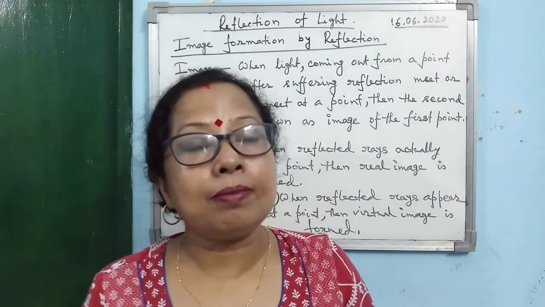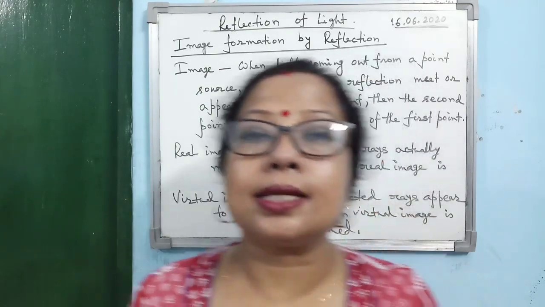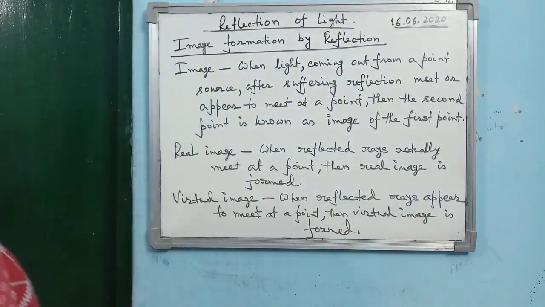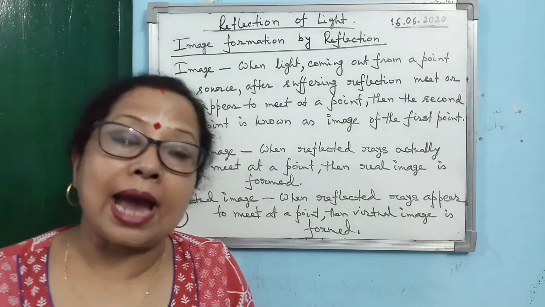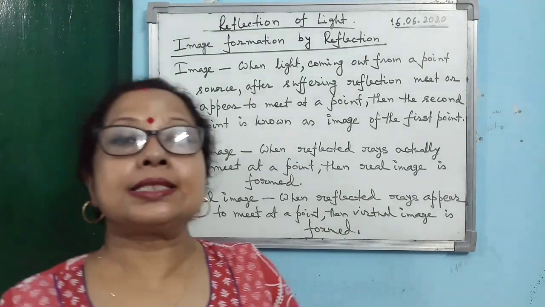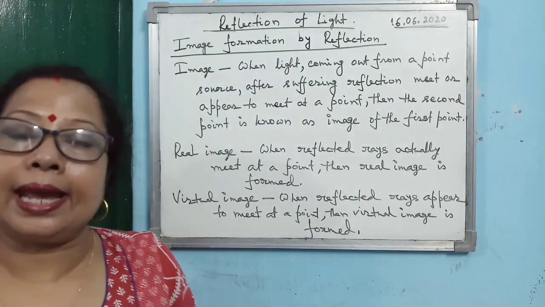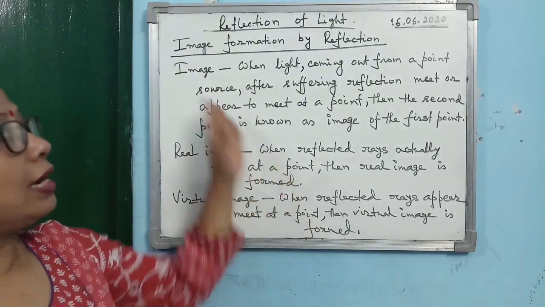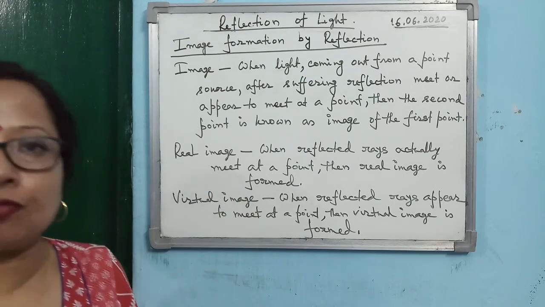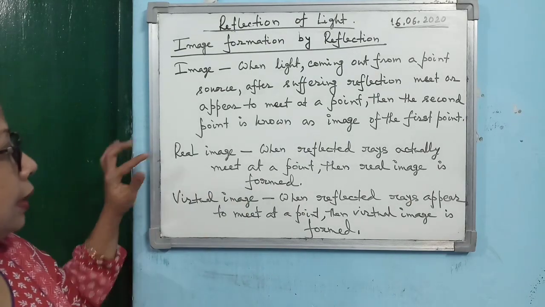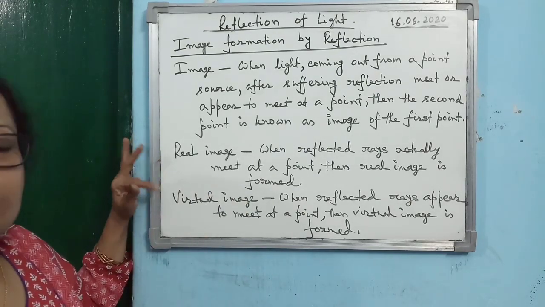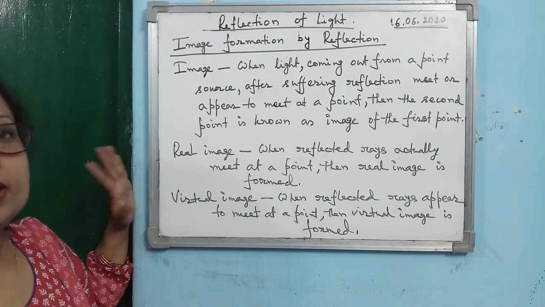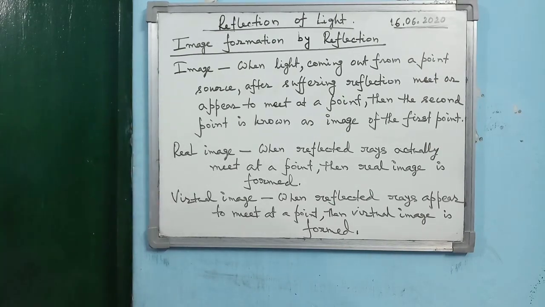So what is a real image? When the reflected rays actually meet at a point, then a real image is formed, and when the reflected rays appear to meet at a point, then a virtual image is formed. Alright. So whenever reflection takes place, an image will be formed, and we may have two kinds of image, real image and virtual image. So you must note the definitions of real image, virtual image and image also, and learn them.